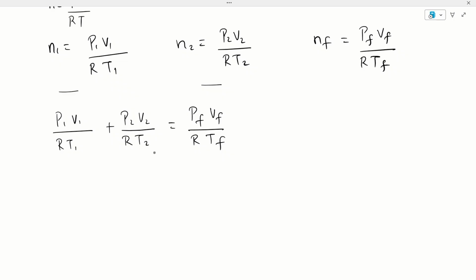Now if we substitute the values in this equation, we will get the answer. The value for pressure 1 is 8. The volume 1 is twice the volume, V. Then gas constant R. Temperature for the first vessel is 1000 Kelvin. Plus pressure 2 is 7. Volume 2 is a single V, divided by gas constant R and 500 Kelvin, which is equal to pressure final. We don't know what this is.